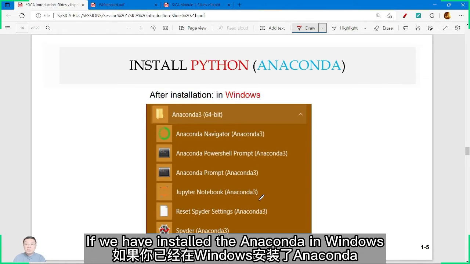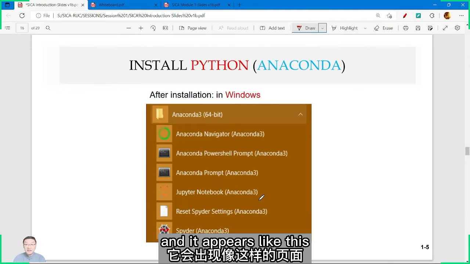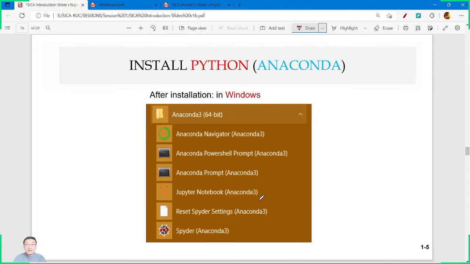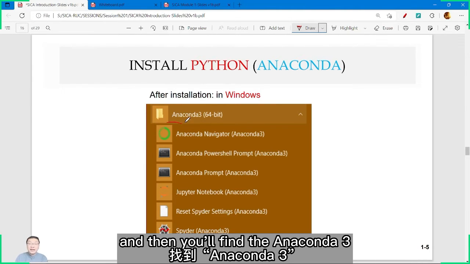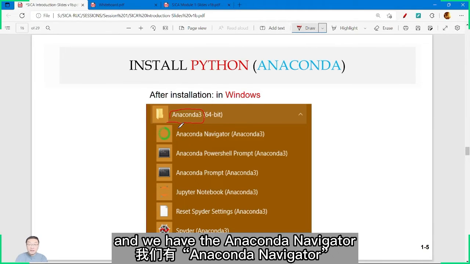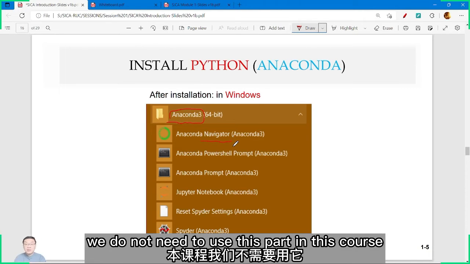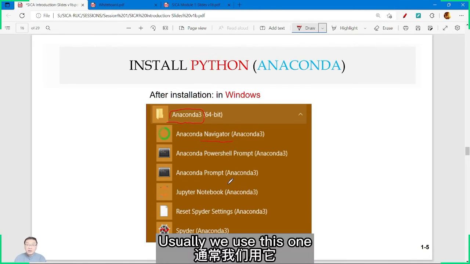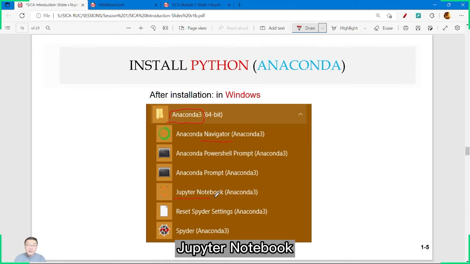If we have installed Anaconda in Windows, it appears like this. You click the start, and then you find the Anaconda 3. So current version is Anaconda 3. And we have the Anaconda Navigator. So usually we do not need to use this part in this course. Usually we use this one, Jupyter Notebook.